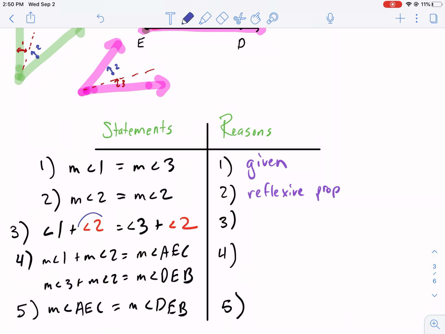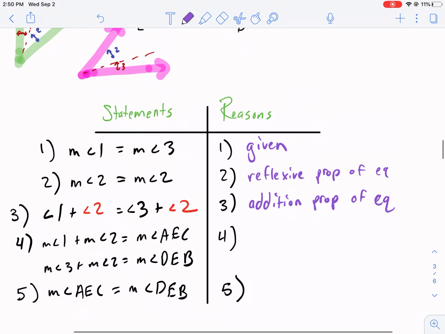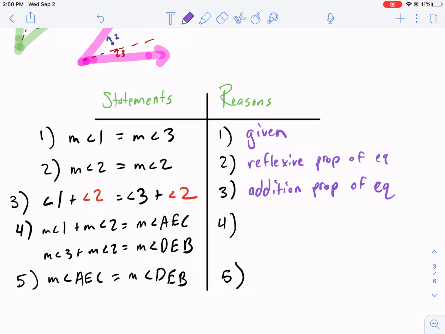Now, look here. We're adding angle 2 to both sides of this initial statement right here. So we knew 1 was equal to 3. Now we're adding 2 to both sides because it's equal. We're adding the same thing to both sides. That's the addition property. You can add the same thing to both sides of equality. Technically, this is addition property of equality too. So we can add something to both sides.